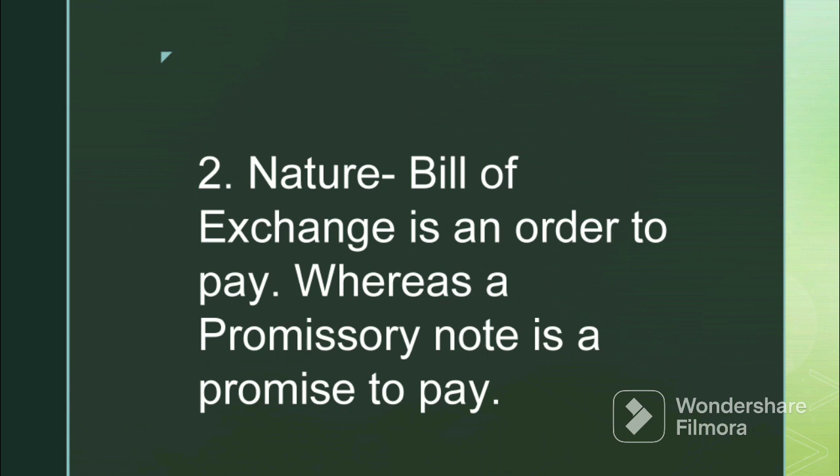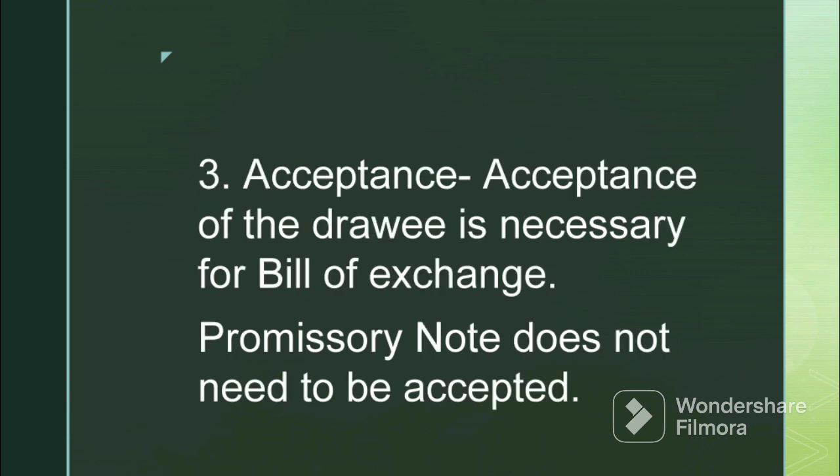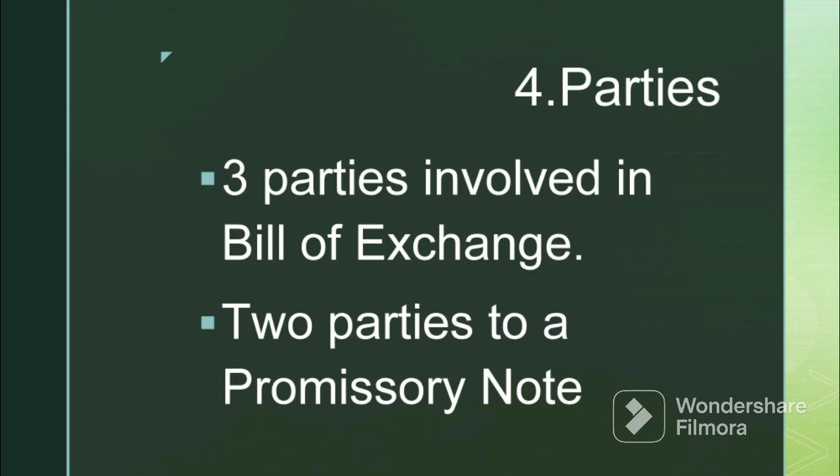So in the case of promissory note is prepared by the debtor who has to give the amount. So it's a promise made by the debtor that I'll give the amount on a particular date. In the case of bill of exchange, acceptance of the drawee is necessary before it is presented for payment. But in the case of promissory note, it does not need to be accepted. There are three parties involved in bill of exchange: the drawer, the drawee and the payee. But in the case of a promissory note, only two parties are involved: the maker and the payee.